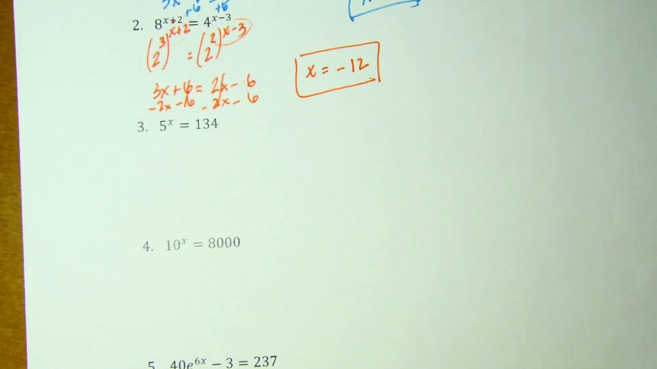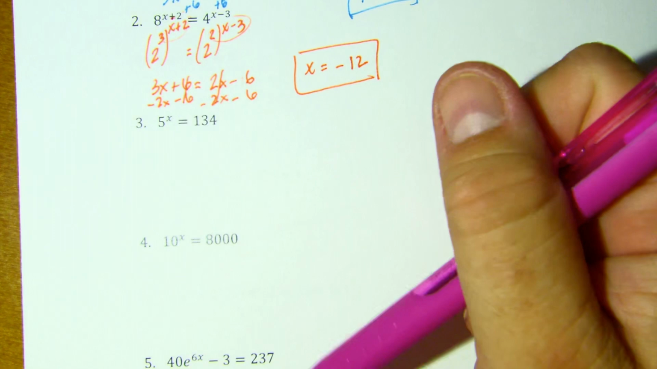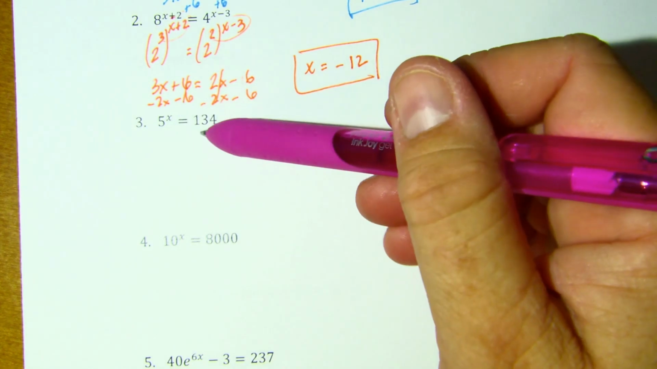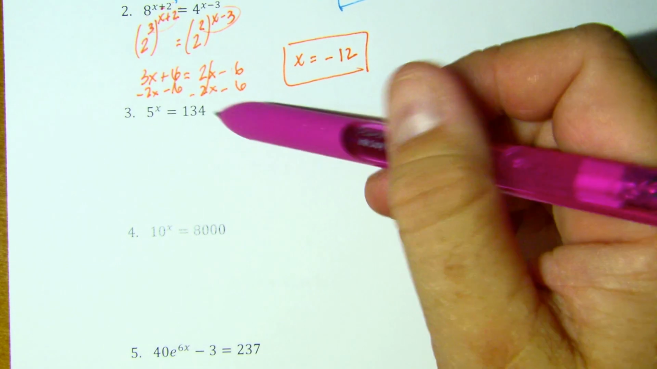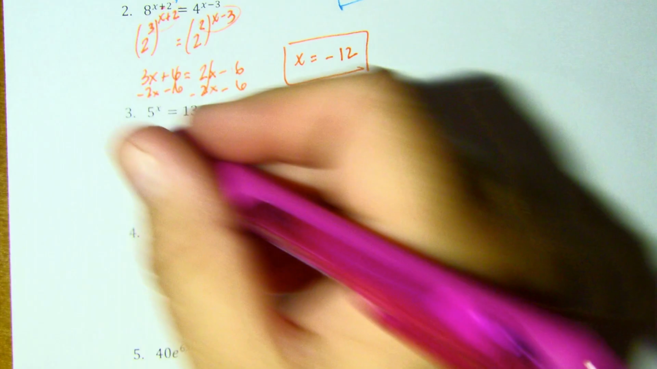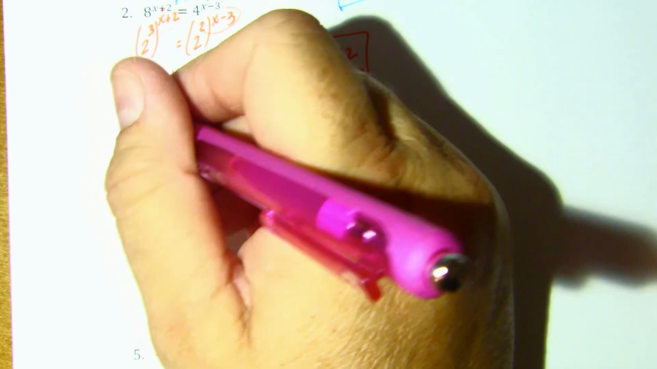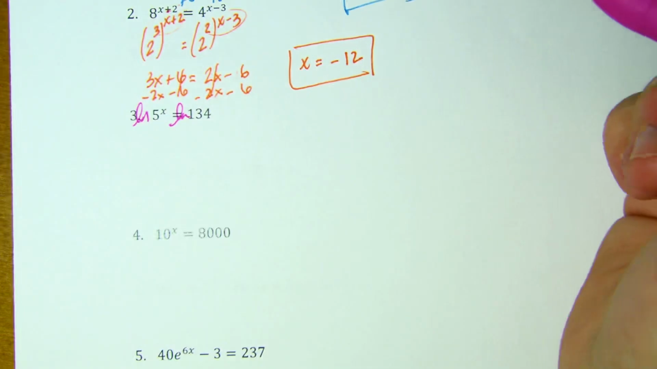Now the next one is our first example where we have numbers that we can't rewrite as the same base. 5 can't be broken down any smaller, and 134 is not equal to 5 to any power. We can't write that as 5 to the third power, fourth power, fifth power, something like that. So what we're going to have to do here is use our other option. We're going to take the log or natural log. It's up to you. I'm going to use the natural log of both sides.